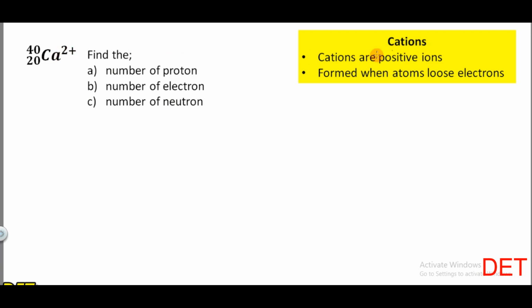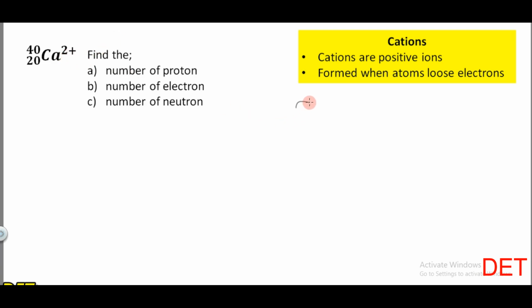So what are cations? Cations are positive ions. So calcium ion is an example of a cation, right? Cations are what? Positive ions. How are they formed? They are formed when atoms lose electrons. So when calcium loses 2 electrons, it becomes calcium ion. When calcium atom loses 2 electrons, it becomes calcium what?